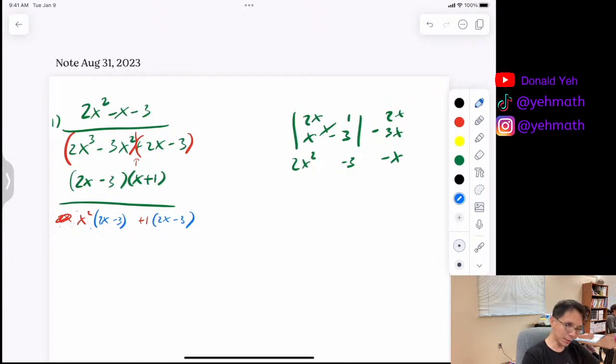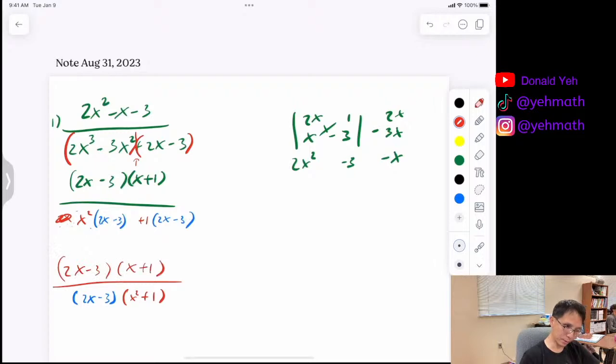Now what happened at the bottom? I can factor out a 2x minus 3. And what do you have left? Yes, x squared plus 1. So it'd be 2x minus 3 times x squared plus 1. So now the 2x minus 3 cancels, and that's going to be x plus 1 over x squared plus 1.